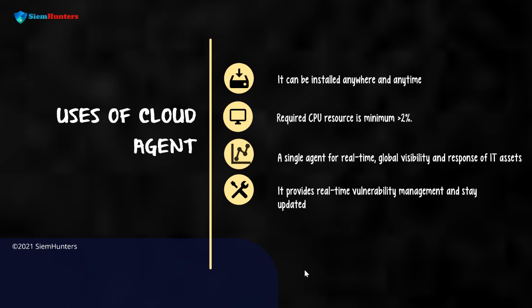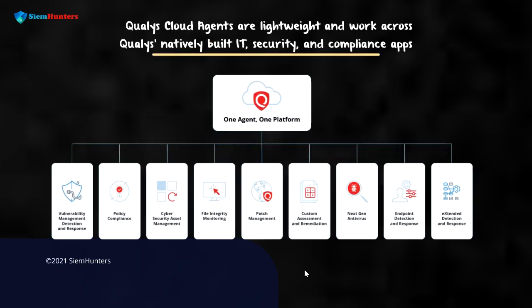Since customers may integrate the agent into the master images of their cloud servers, the Qualys Cloud Agent architecture significantly simplifies asset discovery and tracking, as well as security and compliance control in a highly complex cloud environment like Amazon EC2 and Microsoft Azure. Qualys Cloud Agents are lightweight and work across Qualys natively built IT, security, and compliance apps.